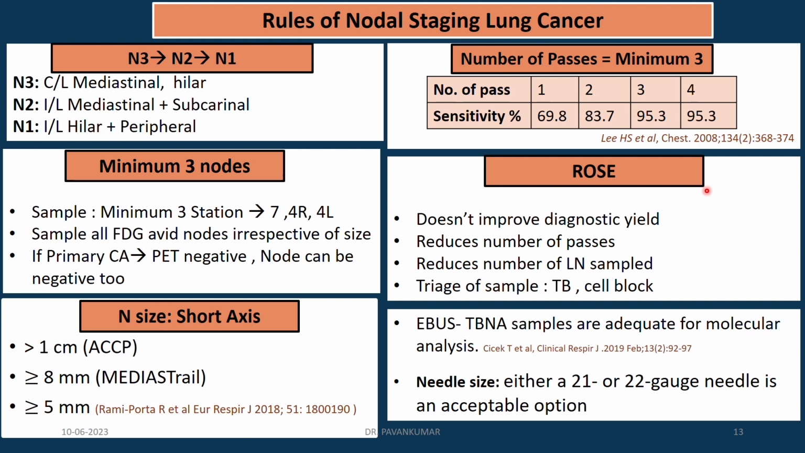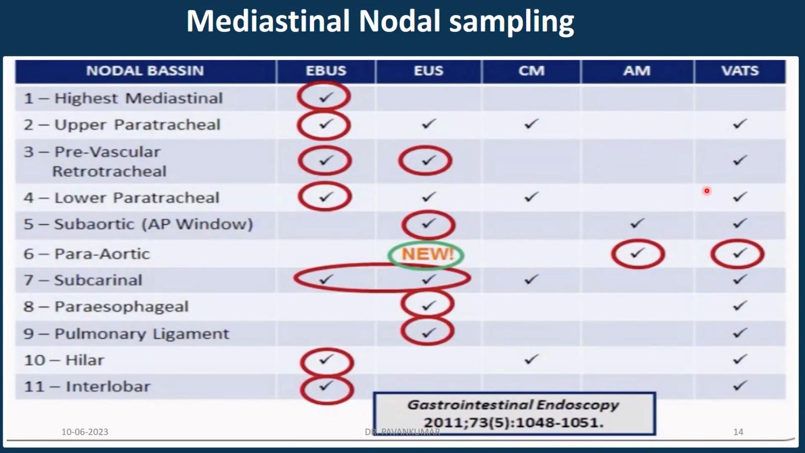The samples from the EBUS, irrespective of the needle size, are adequate for molecular analysis, so even NGS can be run on this sample. For nodal access, we have endoscopic techniques, VATS and mediastinoscopy. EBUS and EUS will give you access to all the nodes. If you have sufficient skills, you can access subaortic and paraaortic nodes as well. VATS will give you access to all the nodes, but only on one side, not the contralateral nodes.